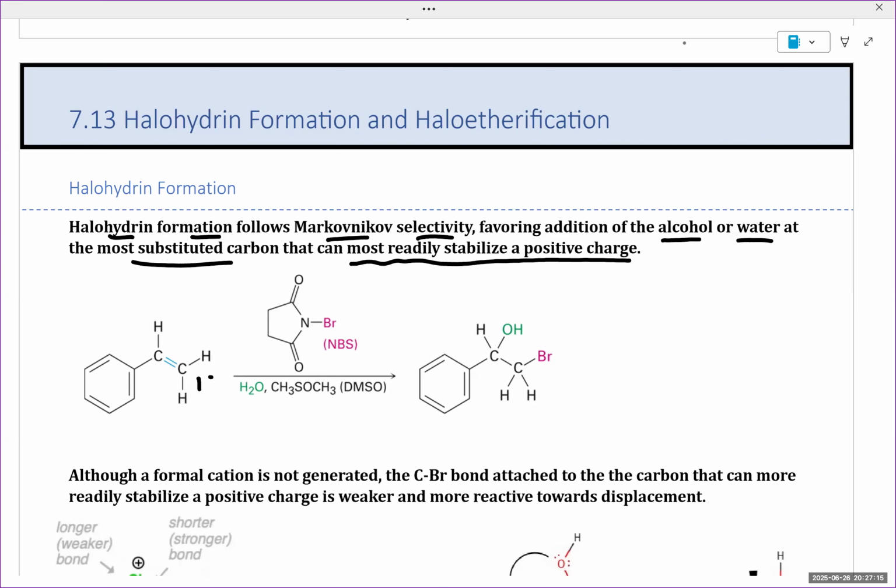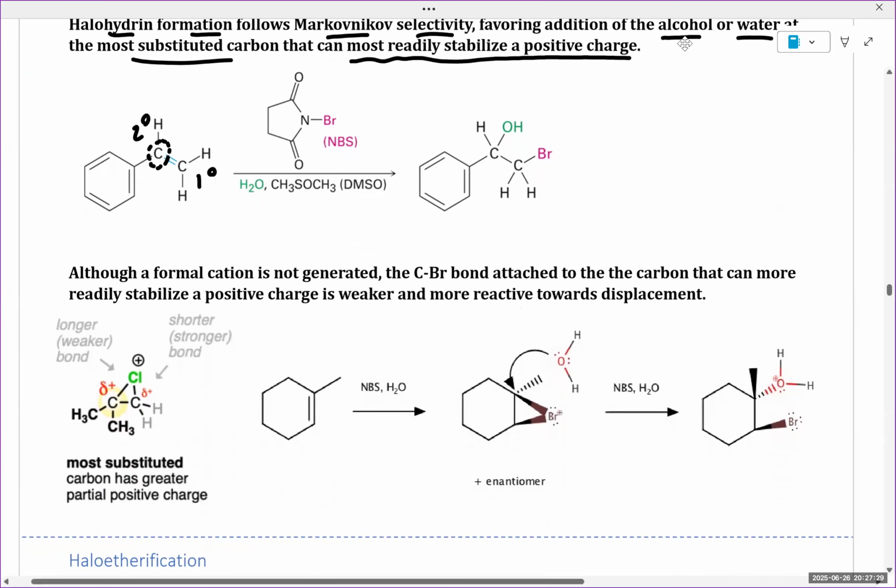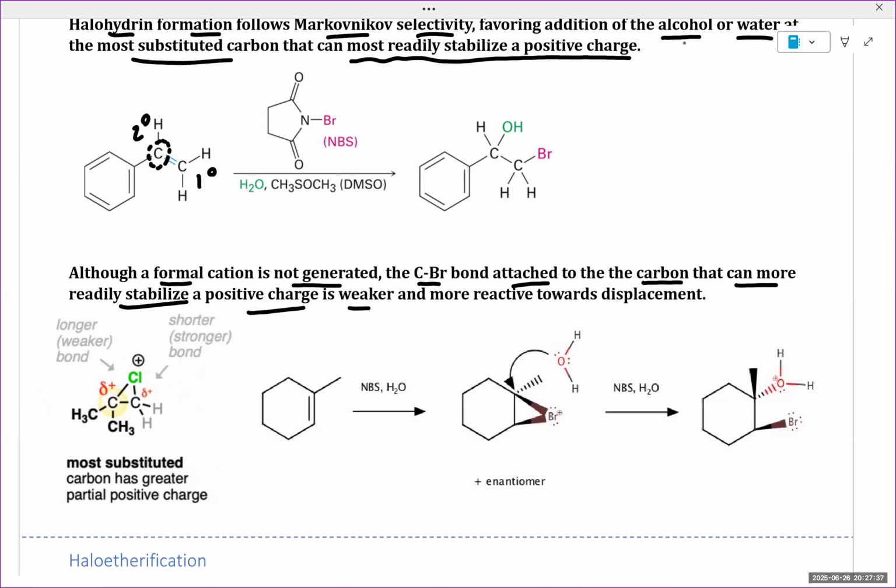So in this case, if you have a choice between a primary or a secondary benzylic position, the addition of water will occur selectively at the secondary benzylic position. Again, although a formal cation is not generated, the carbon-bromine bond attached to the carbon that can more readily stabilize a positive charge is weaker and more reactive towards displacement.